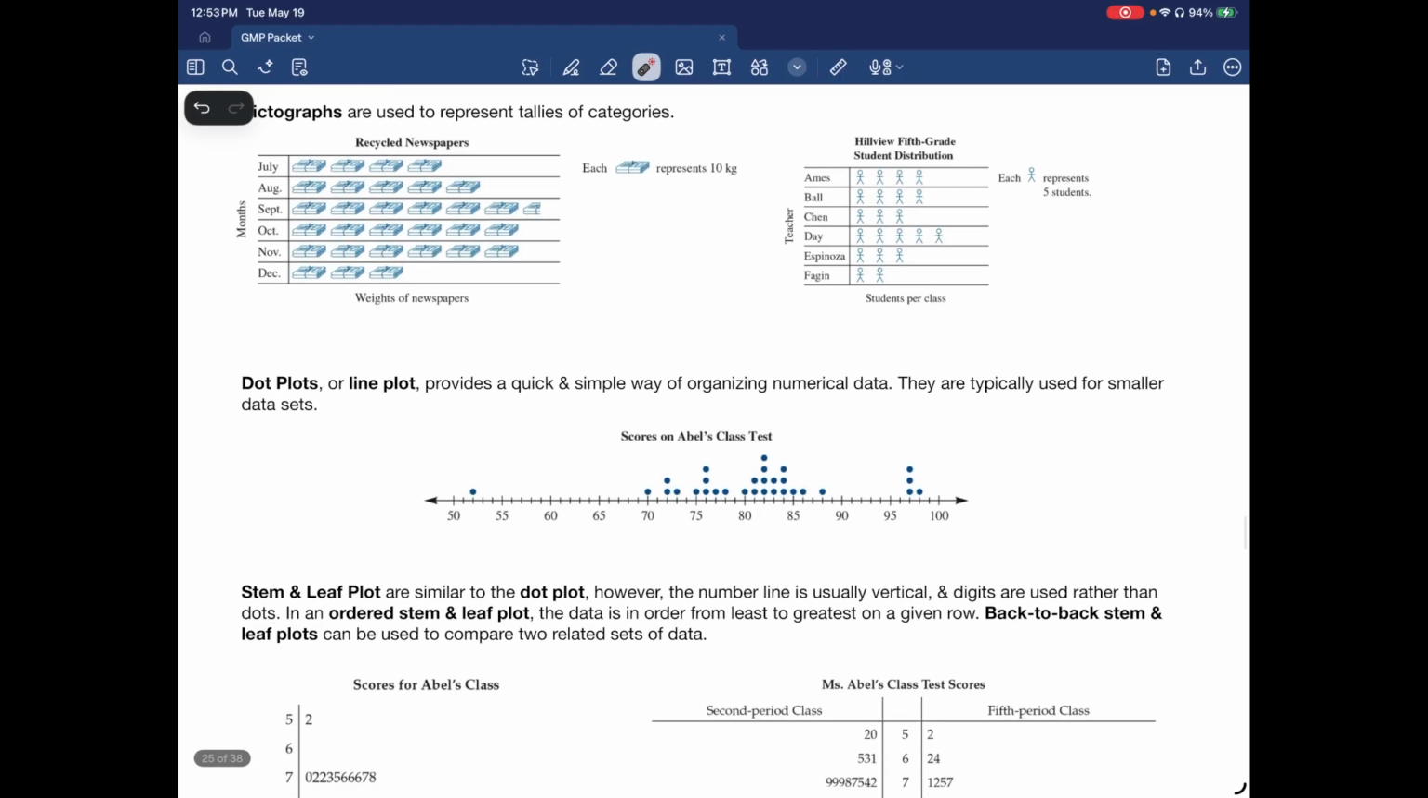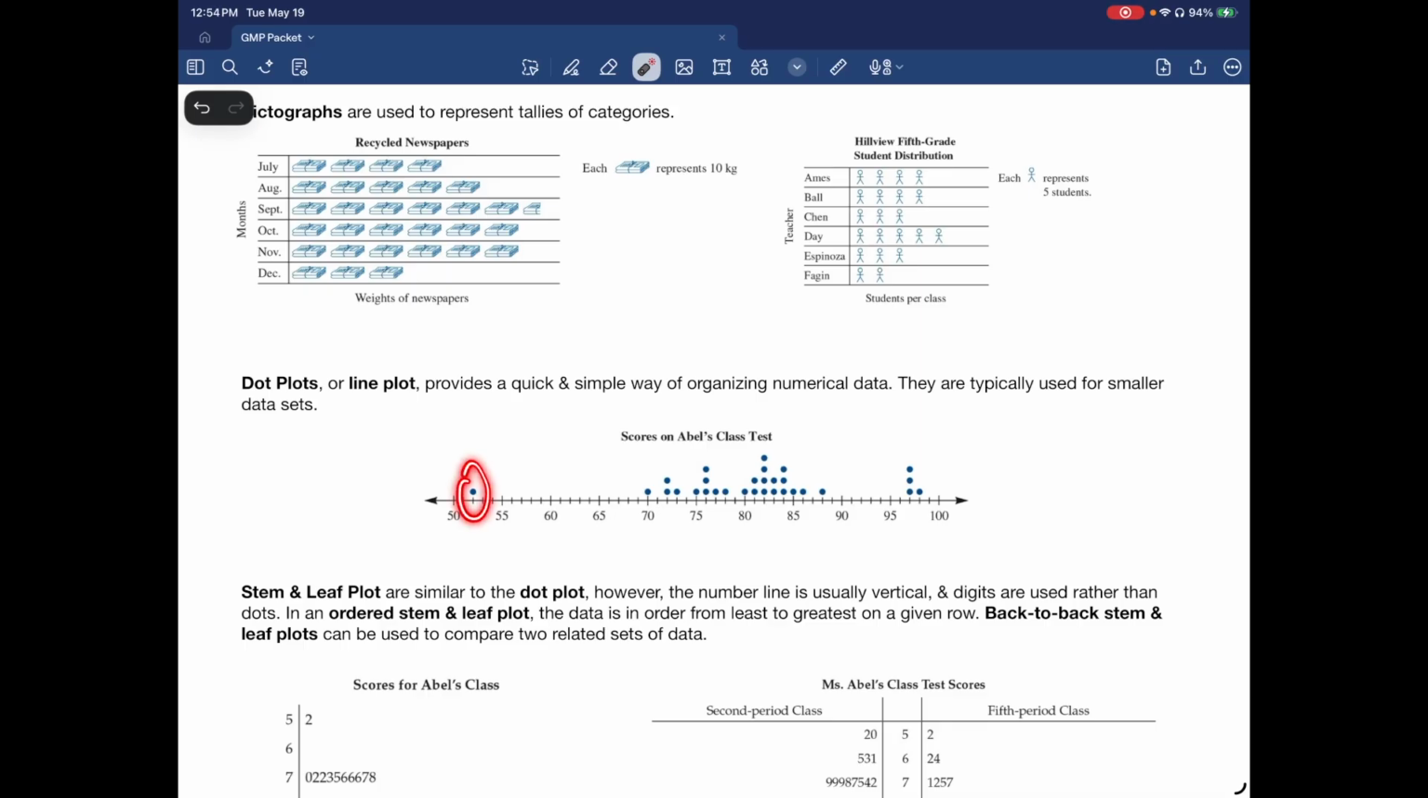A dot plot or a line plot provides a quick and simple way of organizing numerical data. They are typically used for smaller data sets. In Canvas, after a midterm or a final, I'll ask it to curve a grade, and it'll give me a graph like this and ask me where I want most of the data points to be. So this is an example of something you might see. This is clear when you lay out the data points like this. It's really clear to see where most of my data is.